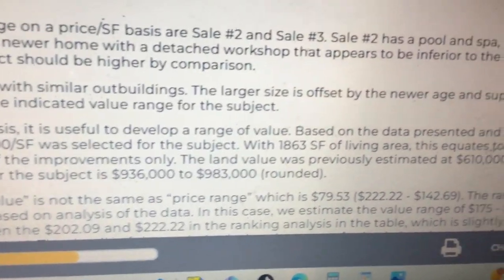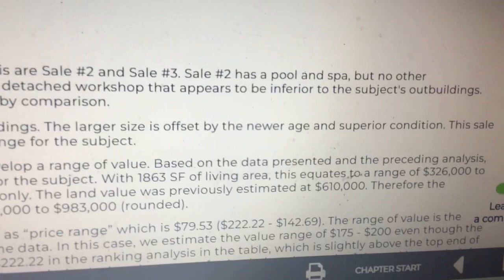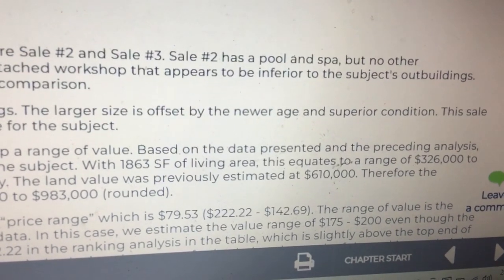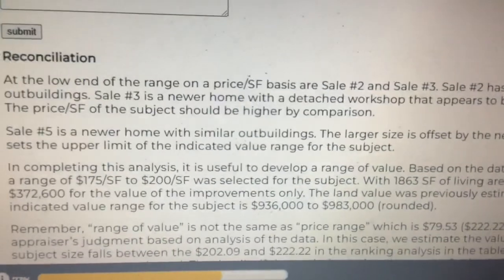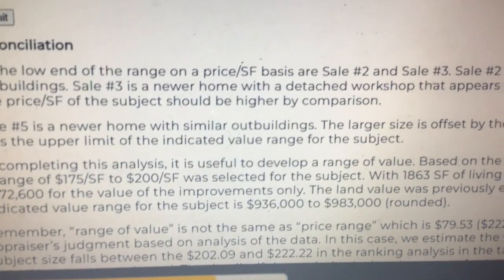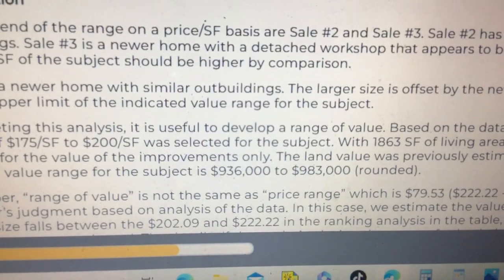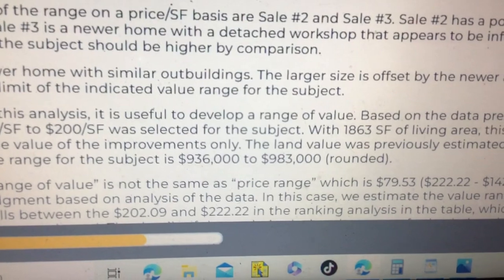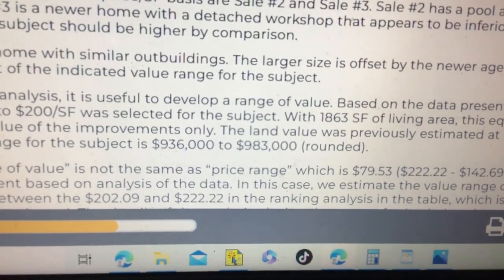The land value was previously estimated at $610,000. Therefore, the indicated value range for the subject is $936,000 to $983,000, rounded.